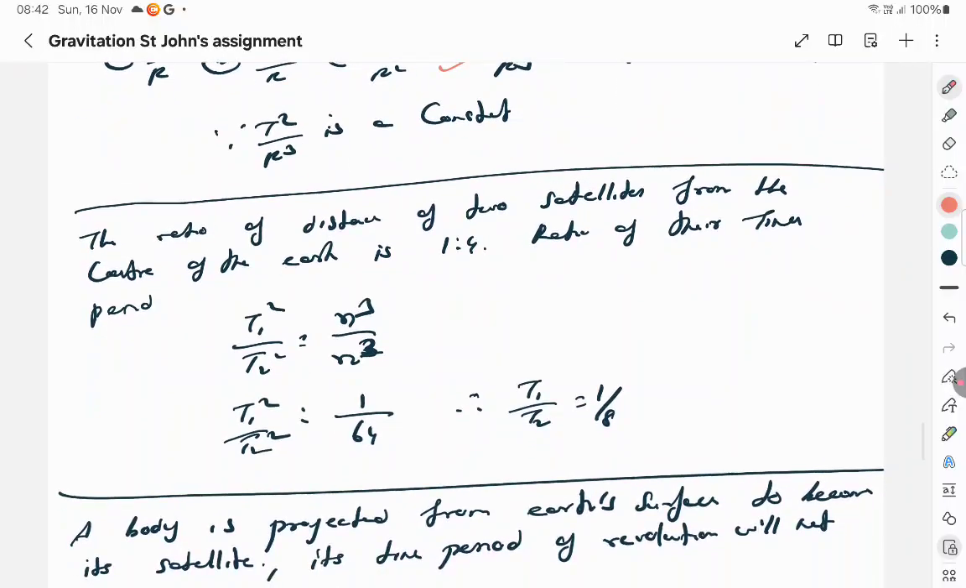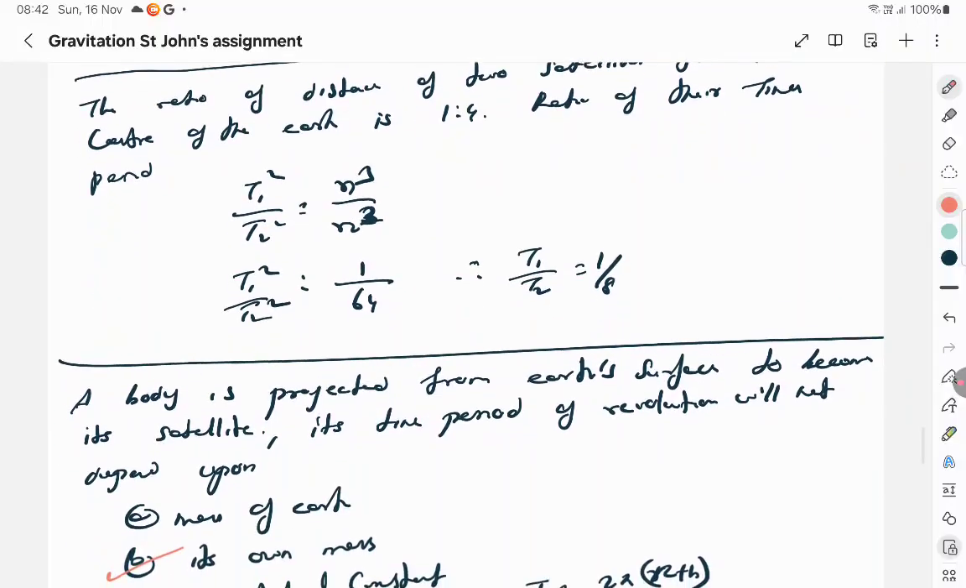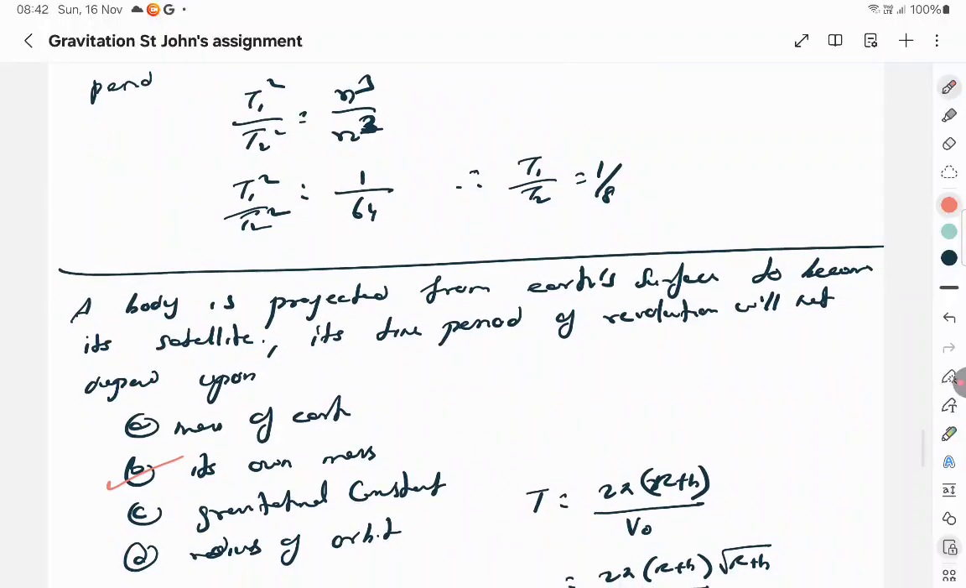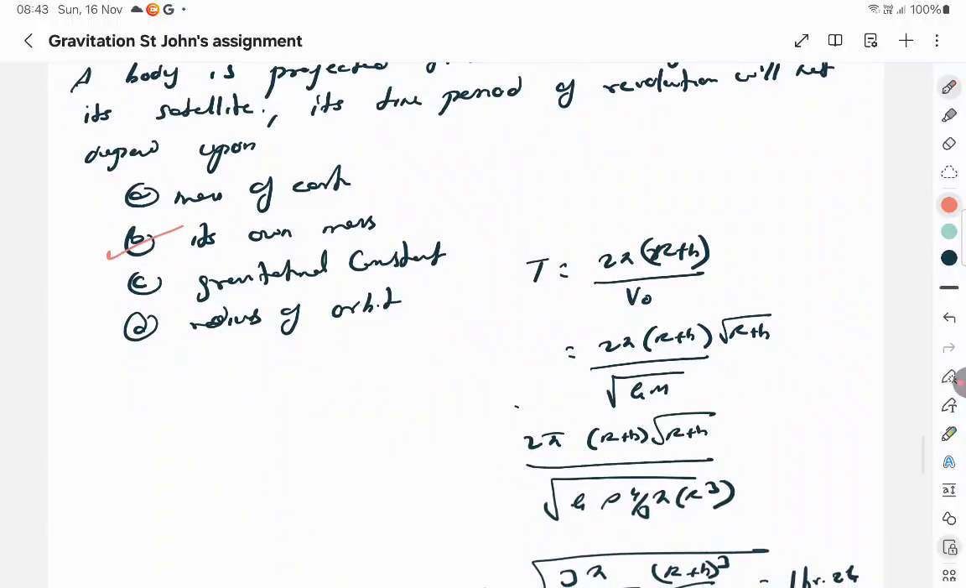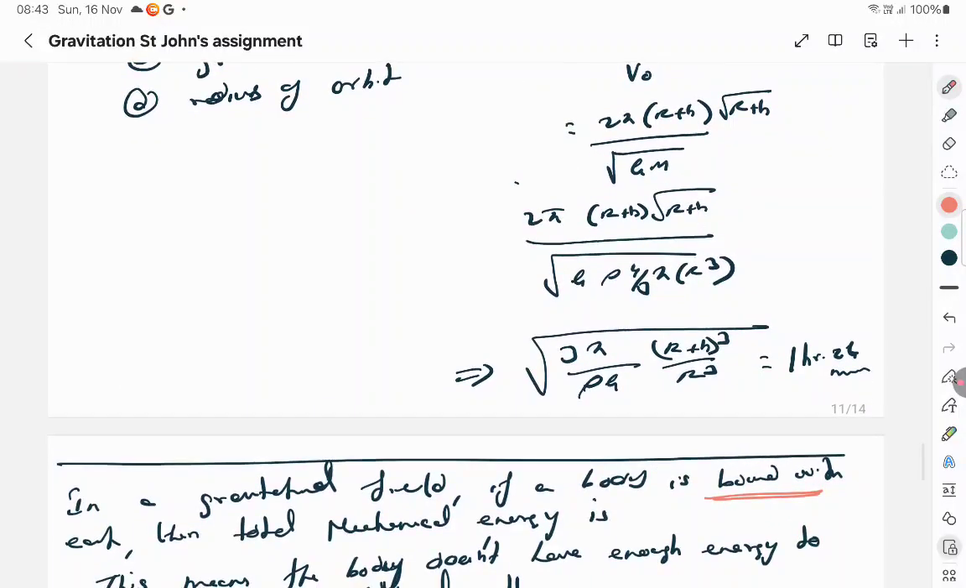The ratio of the distance of two satellites from the center of the earth is 1:4. The time period is merely Kepler's law, substitute and get the answer. A body is projected from the earth's surface to become its satellite. Its time period of revolution will not depend on its own mass, because you know the time period formula. Remember, time period is root of 3 pi by rho g. Of course, it was (r plus h) whole cube by r cube, where we considered h is negligible.